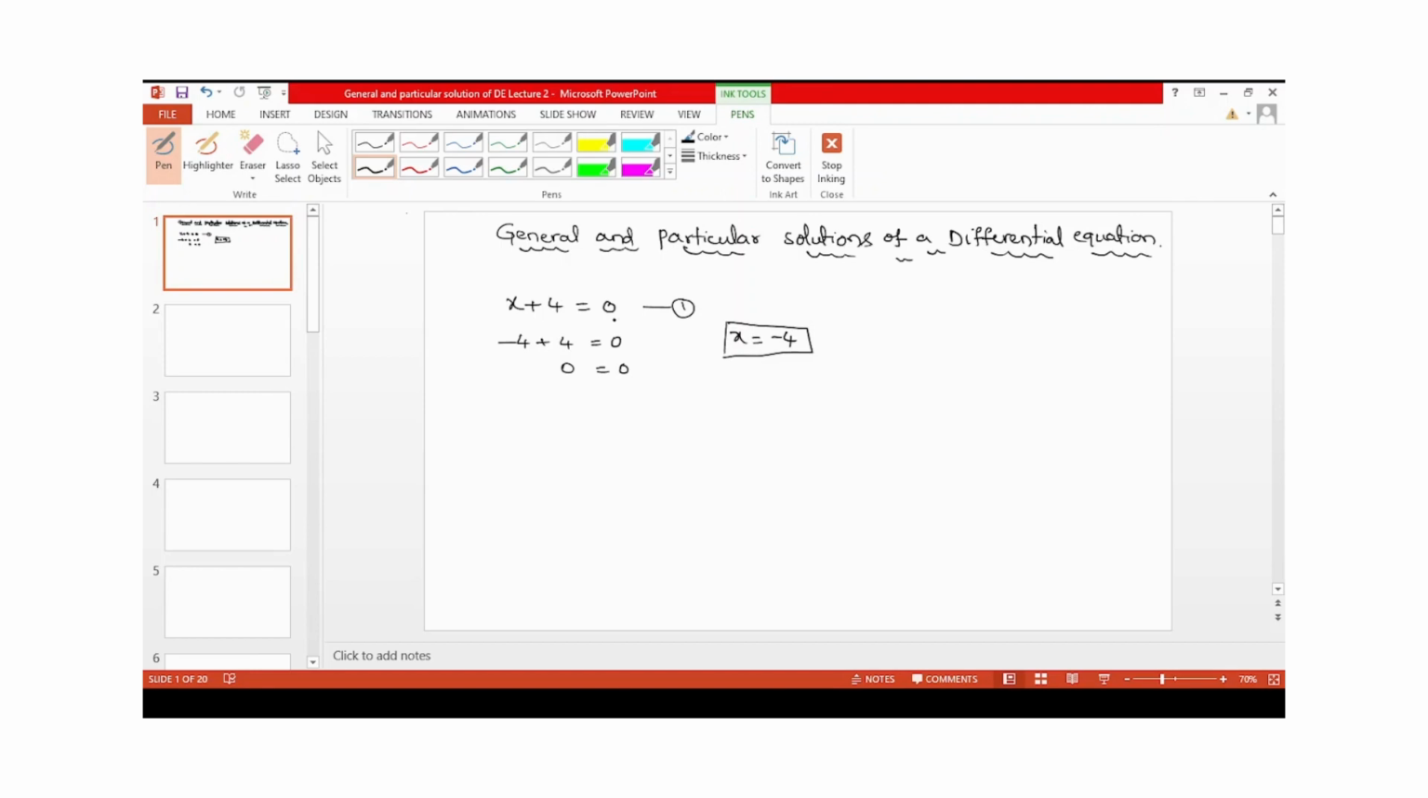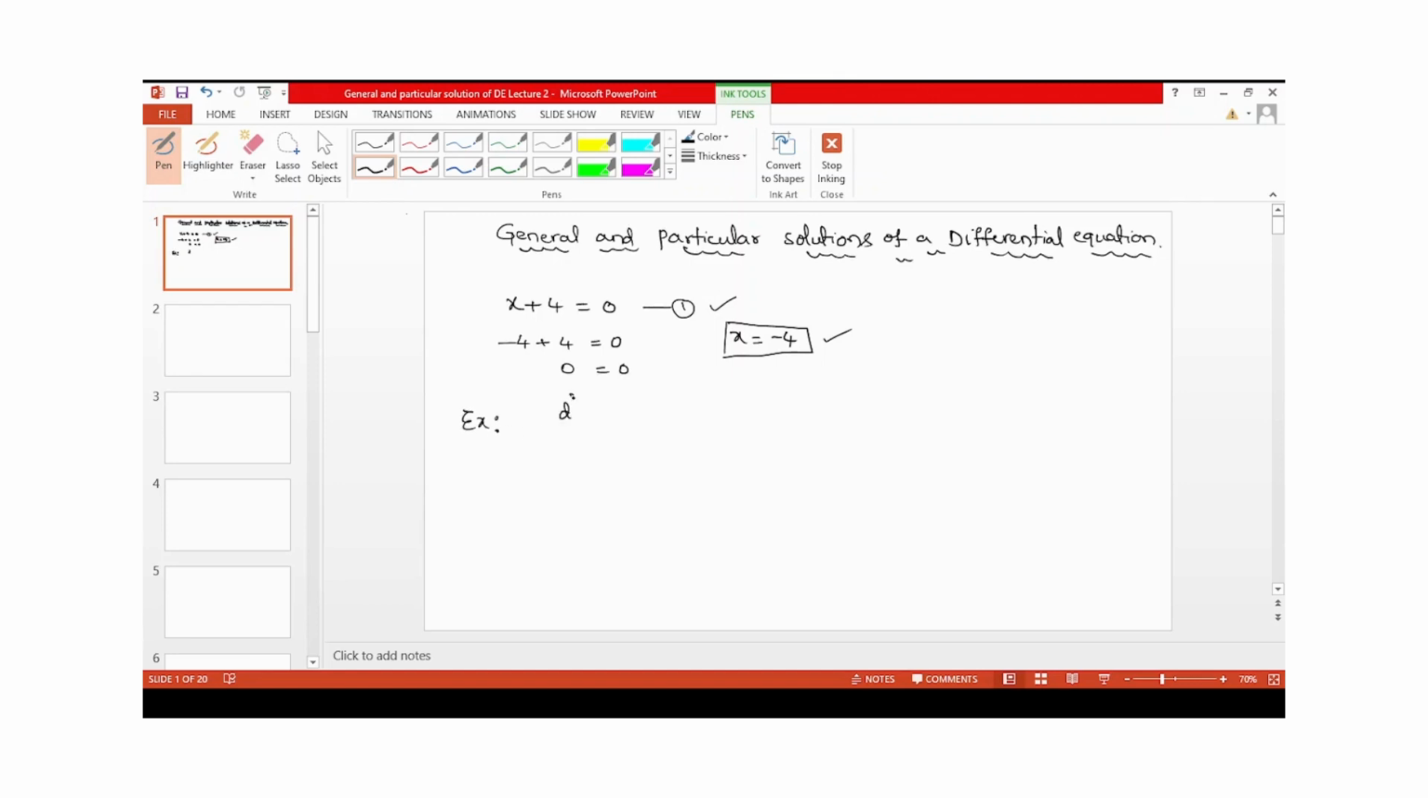Here it is an equation. Now what about the solution of a differential equation? That too we are discussing here: general and particular solution. For this equation, I have one solution here. But for a differential equation, what is the general solution? What is the particular solution? Let us discuss. Let us consider one example.